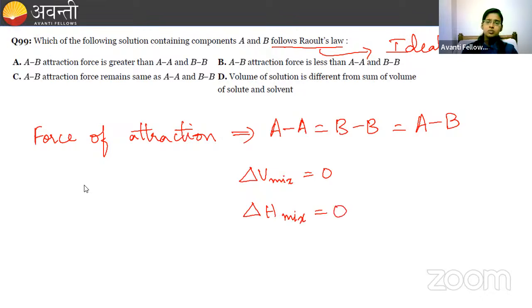Now moving forward with this concept, if I check option A, AB attraction force is greater than... no, it is not greater. Coming to option B, it is less than AA and BB? No. Option C says that AB attraction force remains the same. Yes, it is the same as the others. That is correct. Option D says the volume of the solution is different from the sum of the volumes of solute and solvent. Suppose A is a solute and B is a solvent. Option D says that the sum of the volumes of solute and solvent is different from the total volume of the solution, which is AB. No, delta V is equal to 0. If it is 0, then the volume is also the same. It is not different. So option C is the only correct answer for this question.